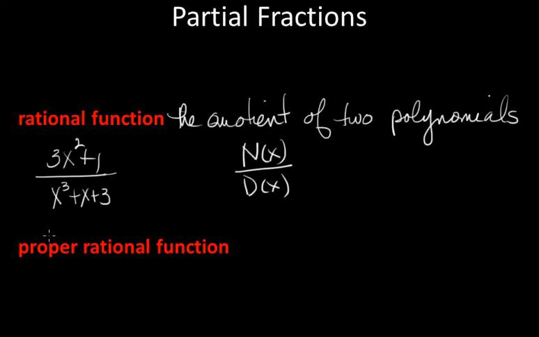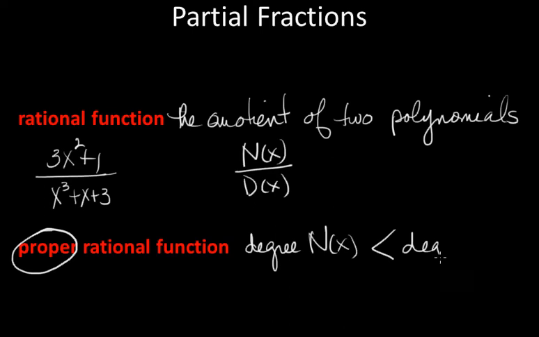Now, a proper rational function is a rational function, the quotient of two polynomials, but being proper means that the degree of the numerator polynomial is strictly less than the degree of the denominator polynomial. And that's going to be very important in our integration, is that we only use this method that we're going to describe on proper rational functions.